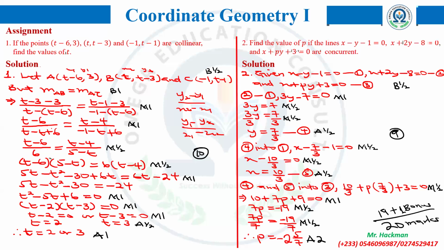Okay, so at this point, what do we do? We come and expand. So if you expand the side, we are going to get this time this, which is 5t. This time this will give us minus t squared. This time this will give us minus 30. This time this will give us plus 6t. Then you come and expand this one to 6t, okay, minus 24. Okay, so that will be M1.